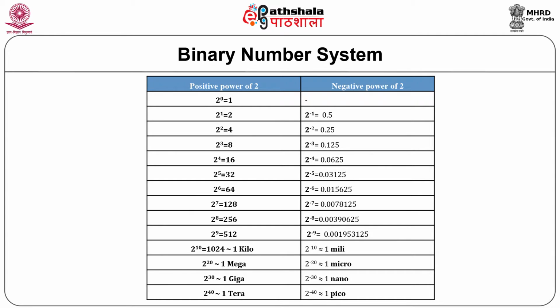Let us consider the relation of higher order binary with decimal number system. Just like in the decimal number system, we write kilo, mega, giga, tera in positive power, and milli, micro, nano, pico to represent smaller quantities. The same method is used even in binary.